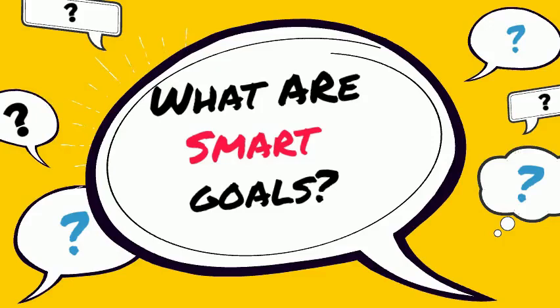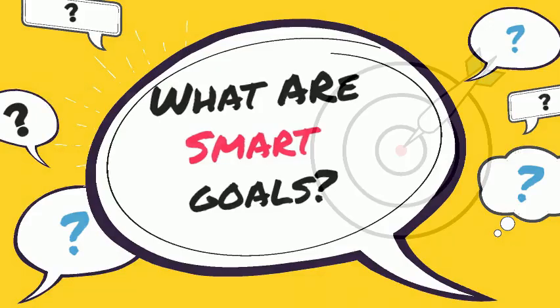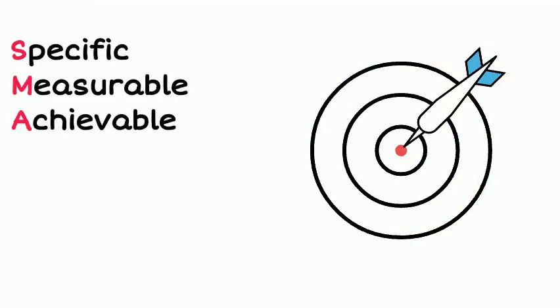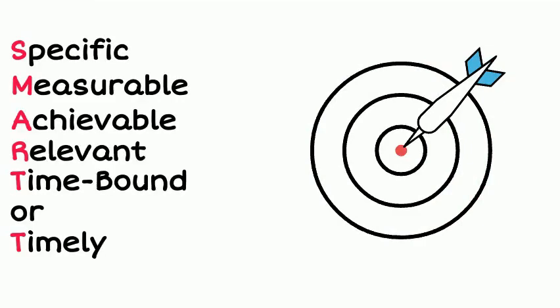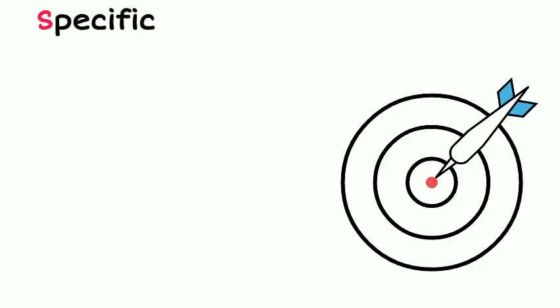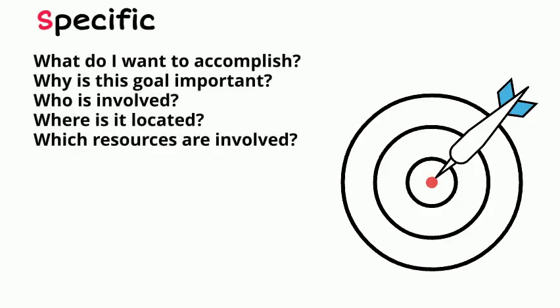SMART is an acronym, and it stands for specific, measurable, achievable, relevant, and time bound. So let's take a look at each letter individually and what it stands for. S stands for specific. This has to do with the 5W questions. When writing a goal, you want to think, what is it that I want to accomplish? Why is this goal important? Who is involved? Where is it located? And which resources or limits are involved?